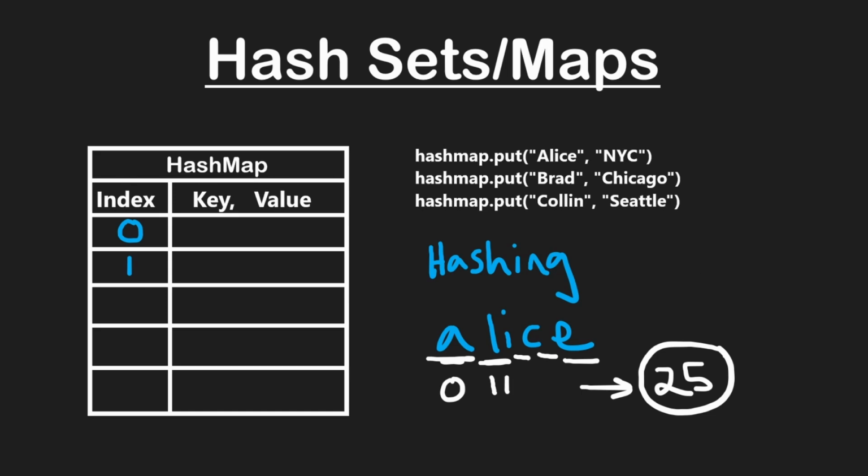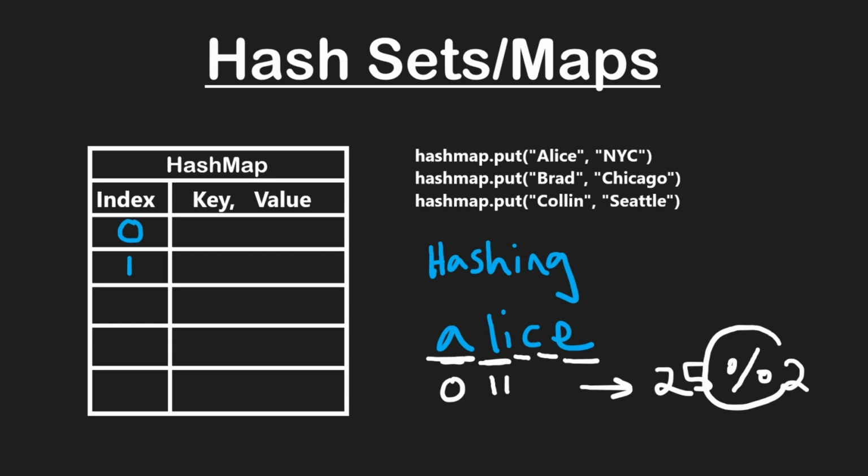Now, the only problem here is our array is only of size 2, so this is not really a valid index for our array. How can we fix that? Well, this is where a little bit of math is going to come in. We can take any integer, no matter how big it is, as long as it's positive, and we can mod it by the size of our array. So in this case, mod it by 2.